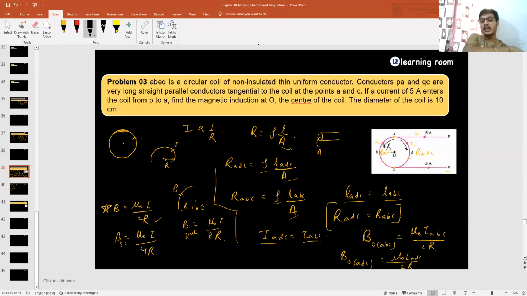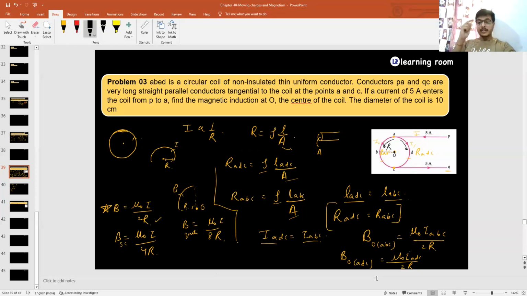But in both the cases, I ABC is equal to I ADC, and the radius is the same for both of them. So can we say the magnetic field at the center due to the left hand side curvature and the right hand side curvature will be the same? Yes, sir. Right, everyone? Yes, sir.